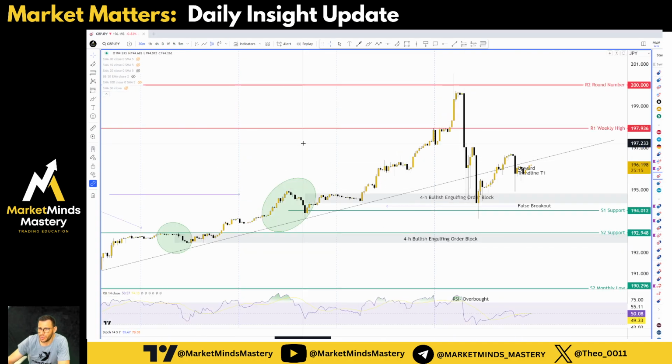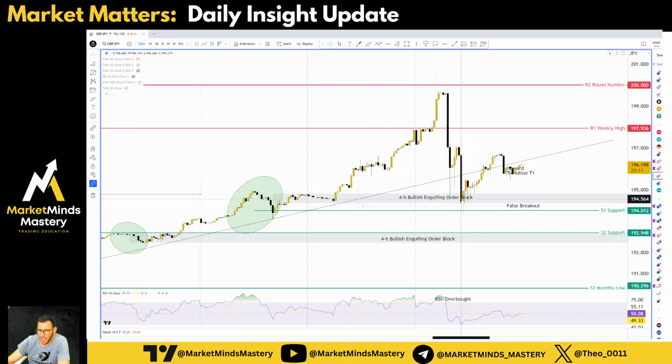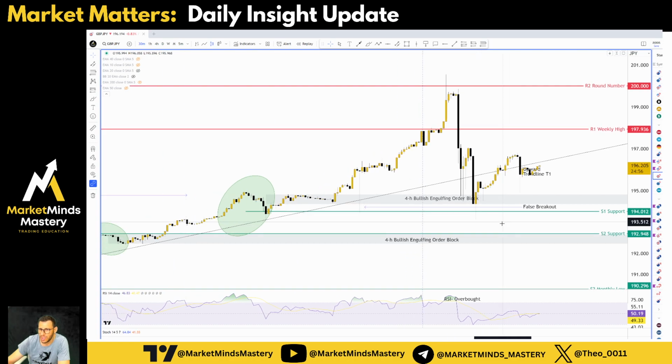Next one, Great British Pound, then the Japanese yen. The price during the London Open entered into this 4-hour order block. It also false broke the S1 support that we marked and sent out on our channels. So if I have the opportunity, I will show you.